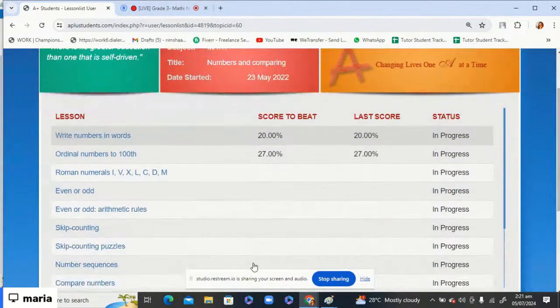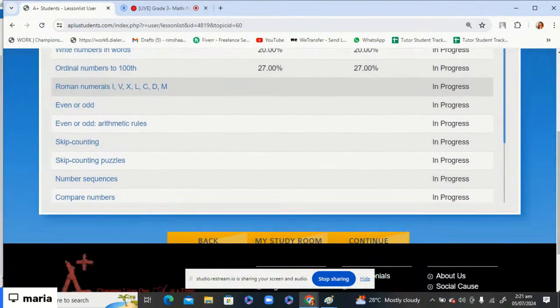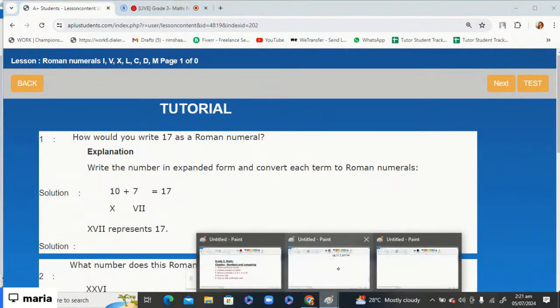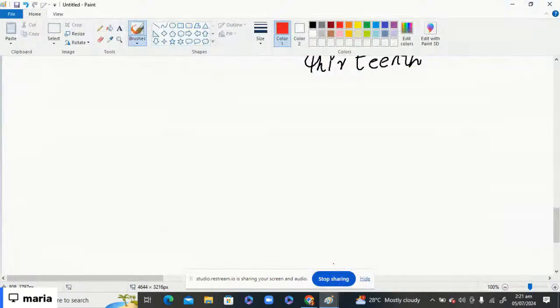So here let's get started with Roman numerals. First of all, we are going to write down the 10 Roman numerals here, then you will be able to understand all of it more clearly. So I'm going to write down the 1 to 10 Roman numerals here. Then we go to the test.